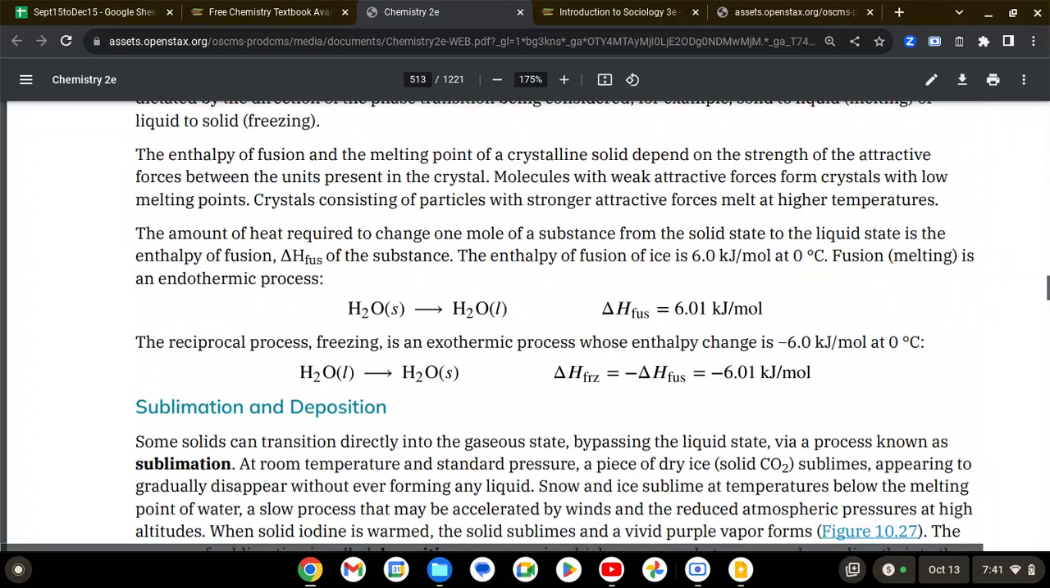The enthalpy of fusion and the melting point of a crystalline solid depend on the strength of the attractive forces between the units present in the crystal. Molecules with weak attractive forces form crystals with low melting points. Crystals consisting of particles with stronger attractive forces melt at higher temperatures. The amount of heat required to change 1 mole of substance from the solid state to the liquid state is the enthalpy of fusion.